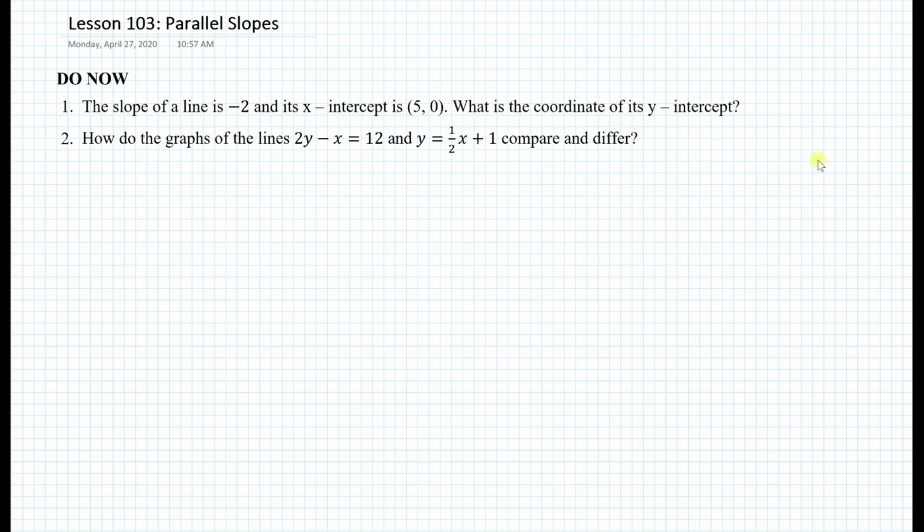This is Mr. Cervone. For today's do now, for number 1, the slope of a line is -2 and its x-intercept is the point (5, 0). What is the coordinate of its y-intercept?